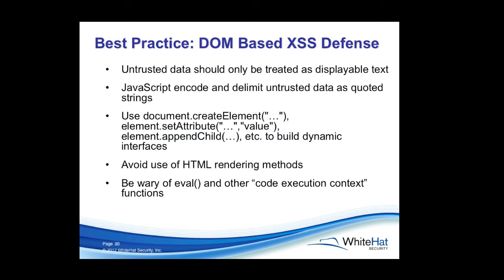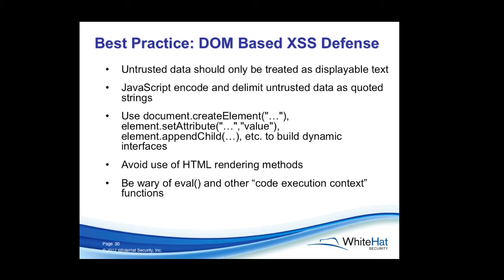So here are some other best practices to stop DOM XSS. Number one, untrusted data should always be displayable text when traversing the DOM. We want to be careful of using JavaScript variables and untrusted JavaScript data as workflow variables and non-displayable text. We also want to make sure that we JavaScript encode and quote untrusted data when we place untrusted data in a JavaScript variable. We want to use these safe APIs, but be careful about setAttribute. Make sure you're using setAttribute for safe attributes only.